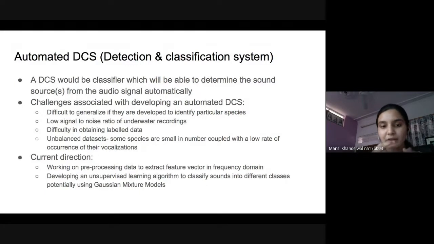So in case we are using GMMs, the key difference here would be that I wouldn't be calling it class 1 or class 2.